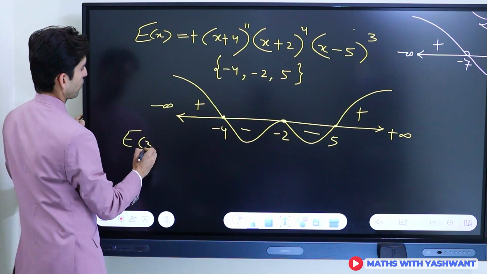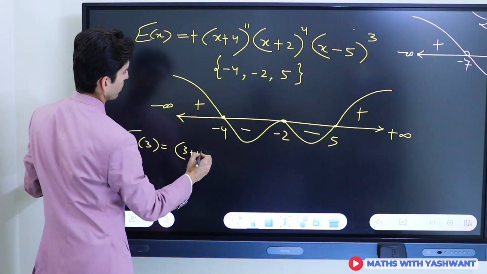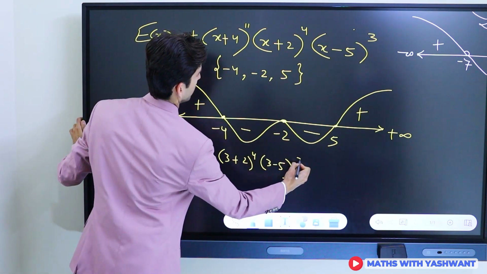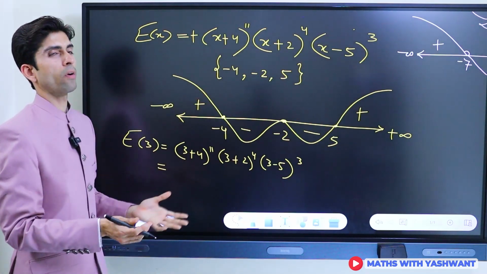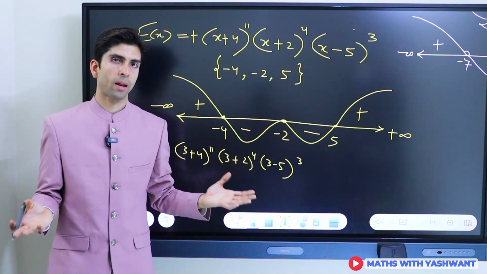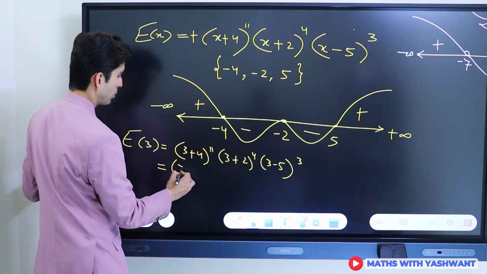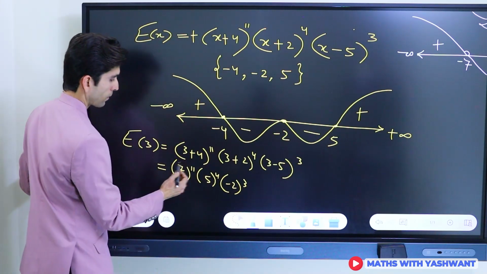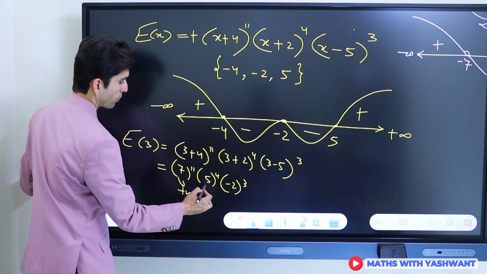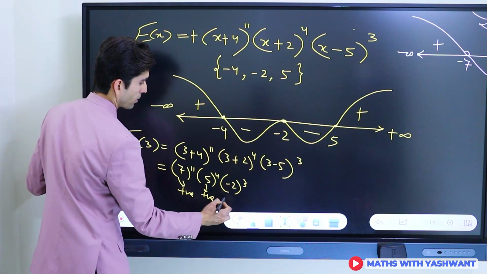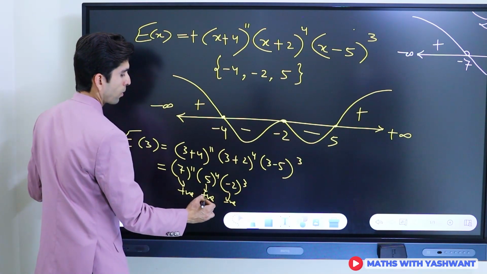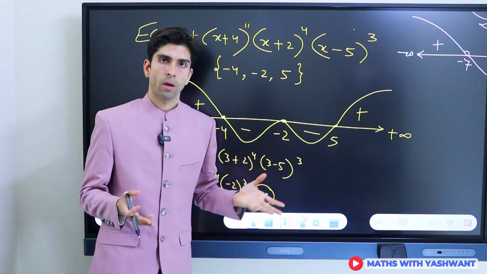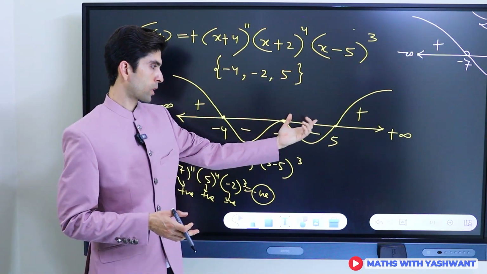So let's find E of 3. We get (3 + 4)^11, (3 + 2)^4, and (3 - 5)^3. Don't be afraid of the values. We are not going to find the actual value. We are only concerned about the positivity and negativity of the expression. So it's 7^11, 5^4, and (-2)^3. 7^11 is positive, 5^4 is positive, and (-2)^3 is negative. So positive times negative, the final value will be negative.